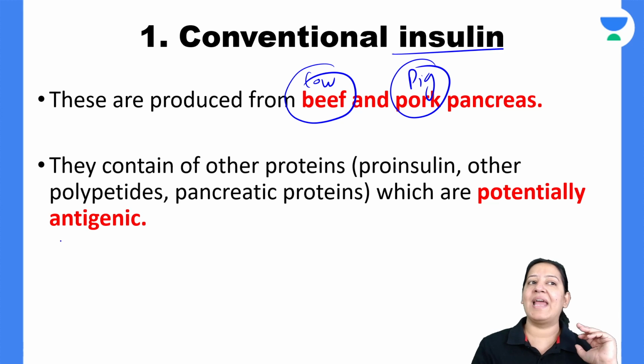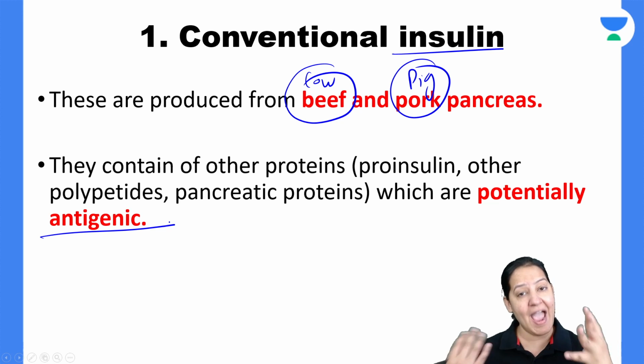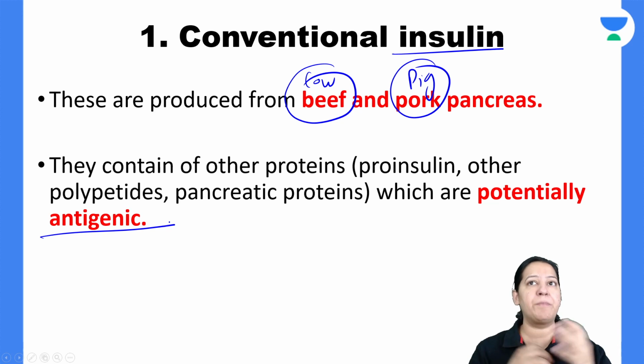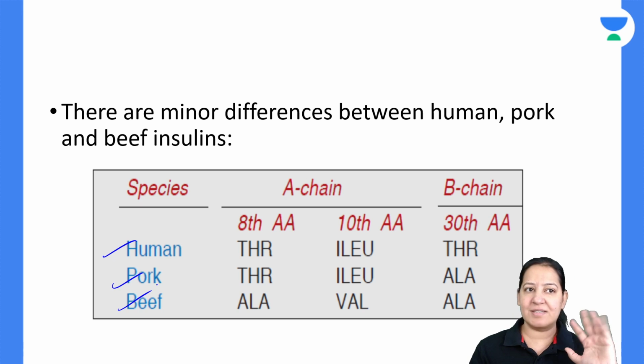But this insulin is highly antigenic, highly allergic, because it is prepared from an animal which is non-human. It is prepared from pork or beef. So here we can see the differences between human insulin as compared to pork and beef. We have discussed it yesterday.